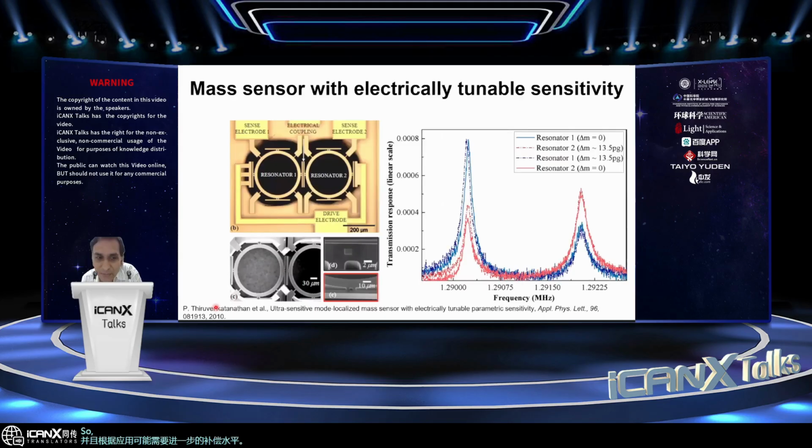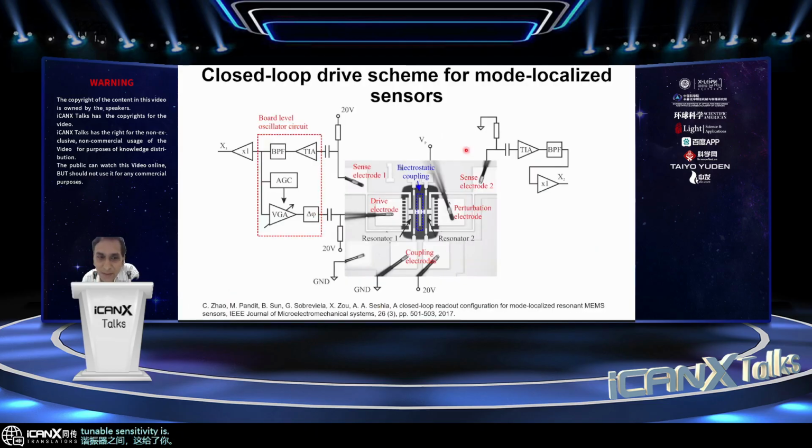So Pradyumna demonstrated this mass sensor, again, using a set of coupled structures. This is out of one of the papers that he published, demonstrating the proof of principle as a mass sensor with electrically tunable sensitivity, because you tune the coupling between the resonators, and that gives you tunable sensitivity as well.